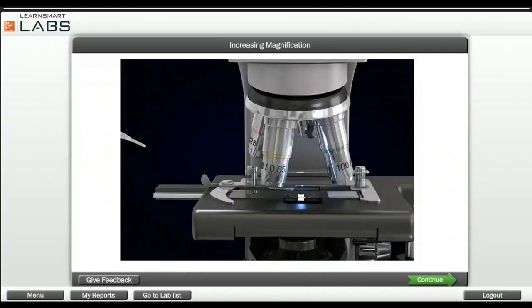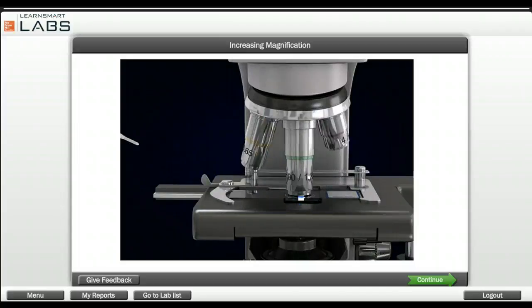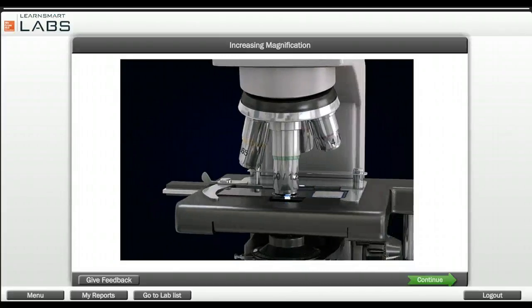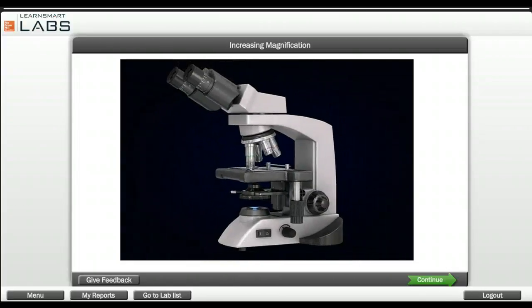The 100x lens is an oil objective. A drop of immersion oil should be applied between the lens and the microscope slide. The 100x lens and the microscope slide should be cleaned when changing back to the other objectives.